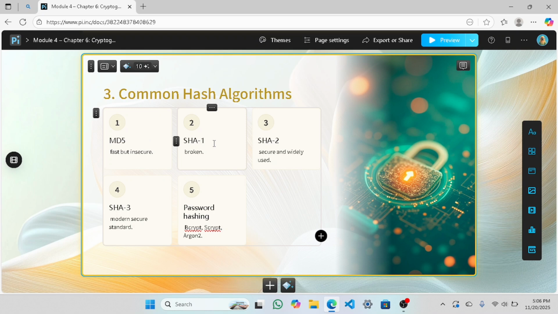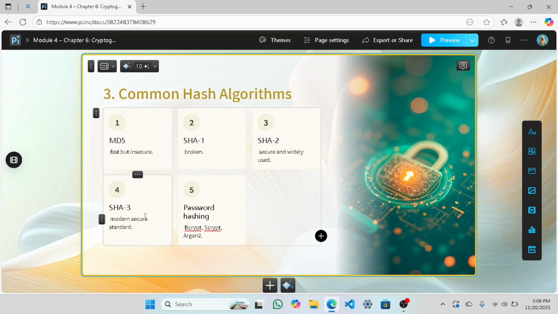What is SHA1? SHA1 is 160-bit output. What was the previous one? MD5 was 128. This one is 160-bit output, more secure than MD5, but broken and not recommended. Google demonstrated a collision in 2017. What is SHA2? Secure and widely used. It includes SHA 224, 256, 384, and 512. It is widely used, with strong security, used in TLS, SSL, password hashing, and blockchain.